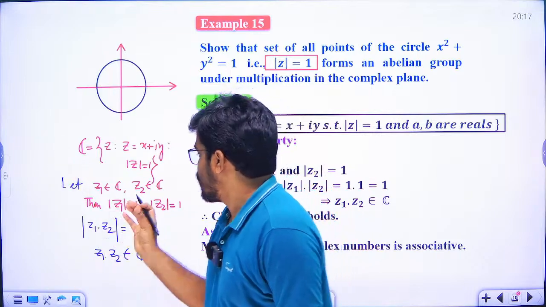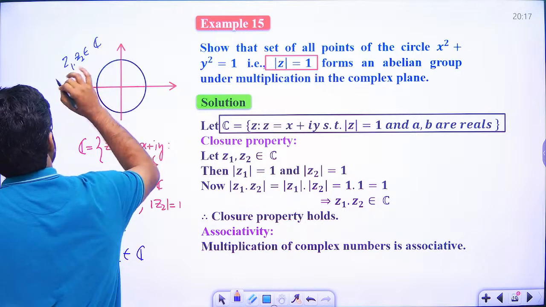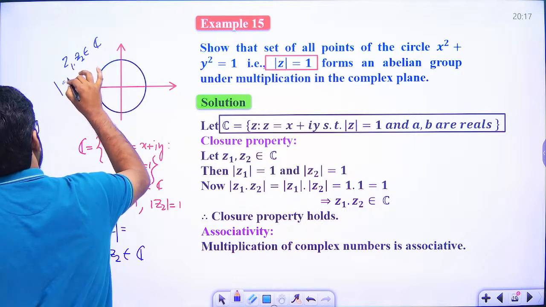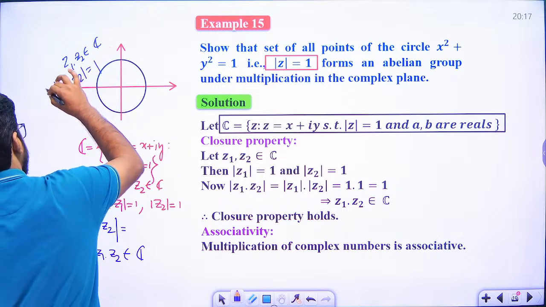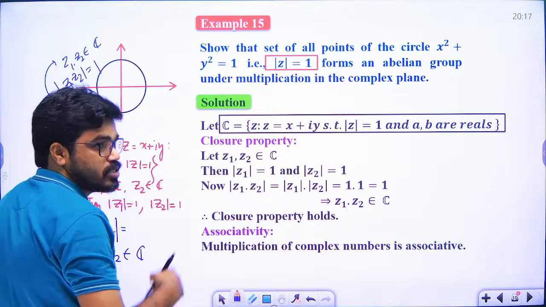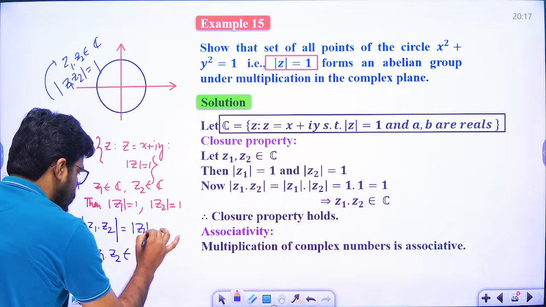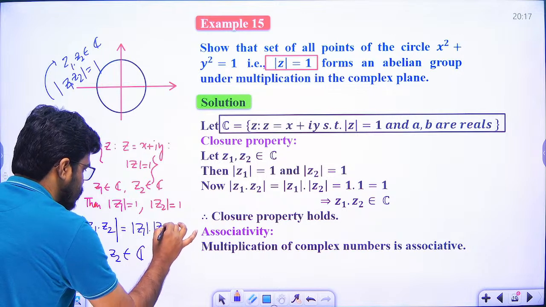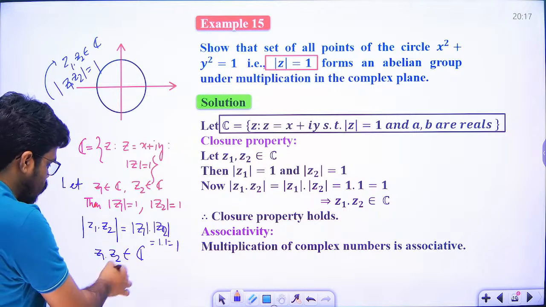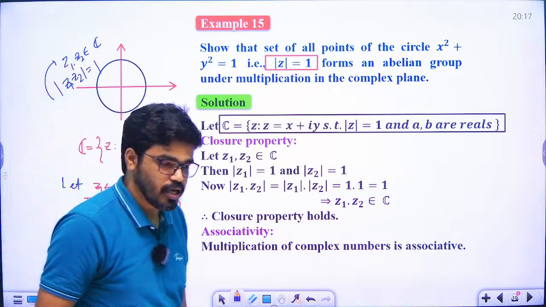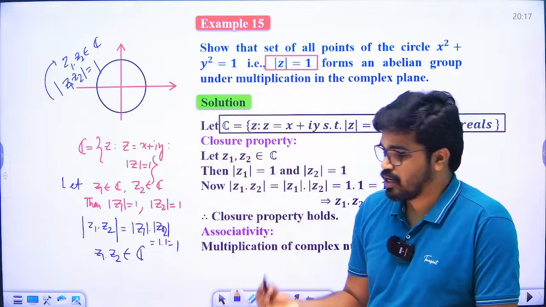When will Z1 Z2 be an element of C? If modulus of Z1 dot Z2 is 1, then we say that Z1 Z2 belongs to C. So this can be written as modulus Z1 into modulus Z2. Modulus Z1 is 1, modulus Z2 is 1, so ultimately 1. So we conclude that Z1 dot Z2 belongs to C. So the closure property is satisfied, right?